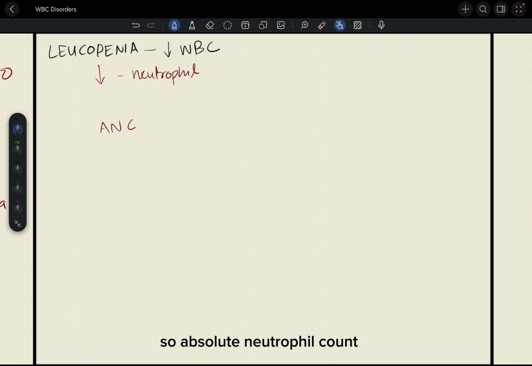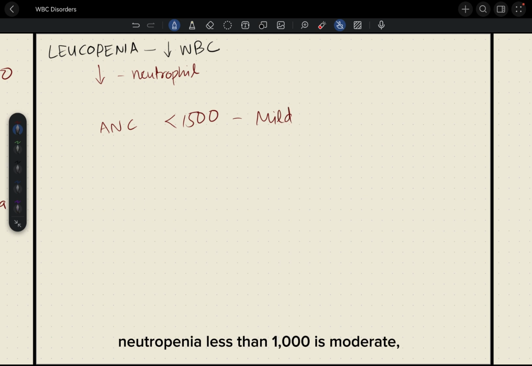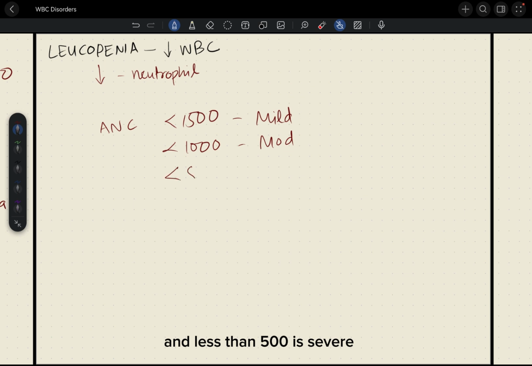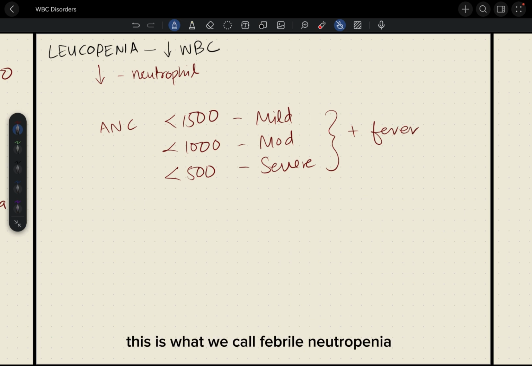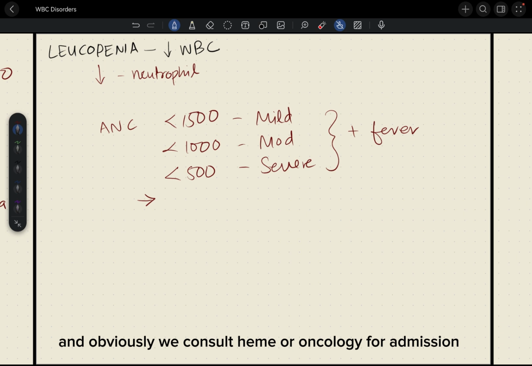So, absolute neutrophil count less than 1500 is considered mild neutropenia, less than 1000 is moderate, and less than 500 is severe. Add to this presence of fever. This is what we call febrile neutropenia. Neutropenic fever is a life-threatening oncologic emergency. So in these cases, we start them on broad spectrum antibiotics ASAP without waiting for the cultures, and obviously we consult Heme or oncology for admission.